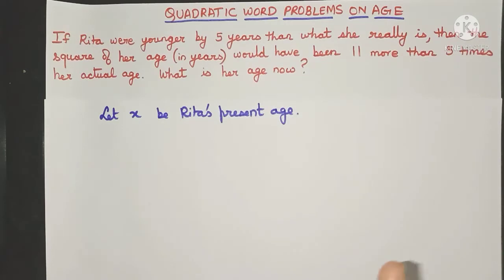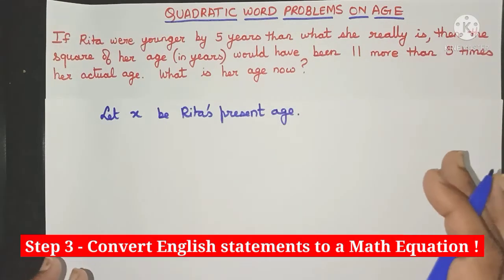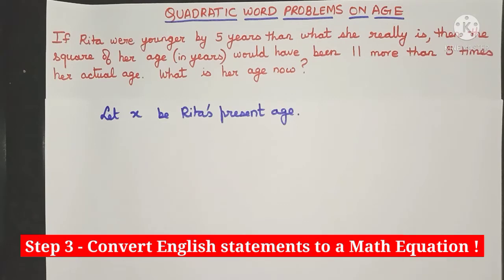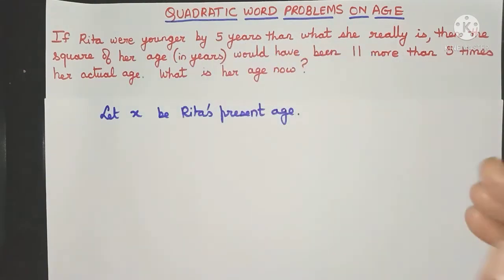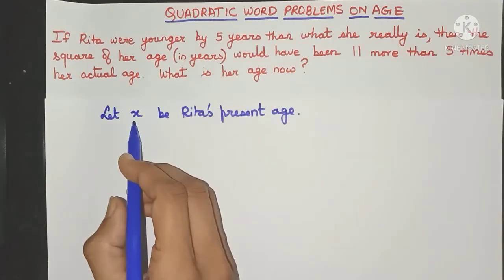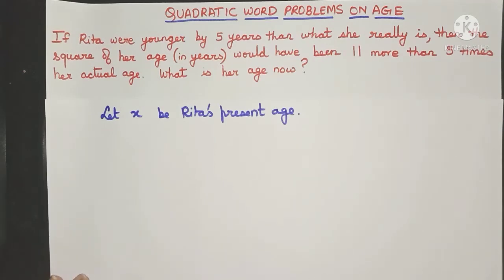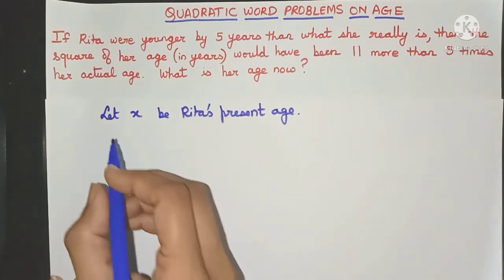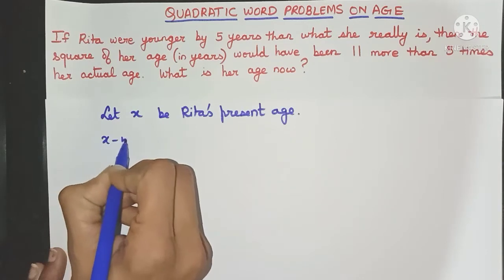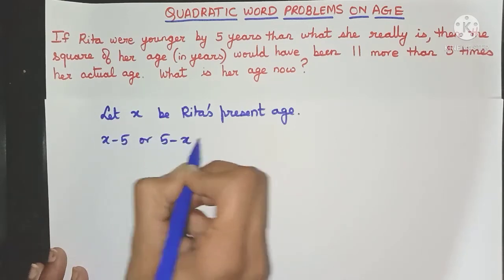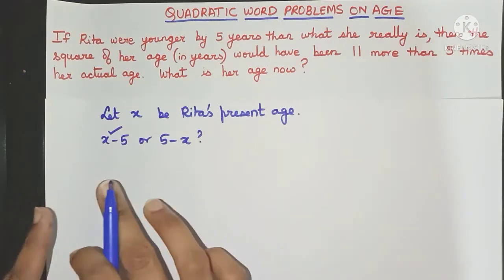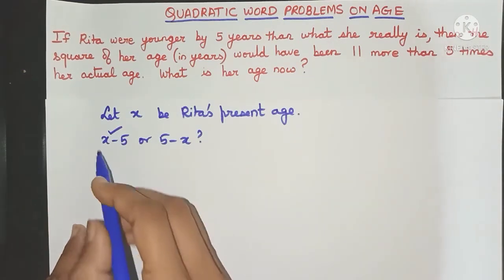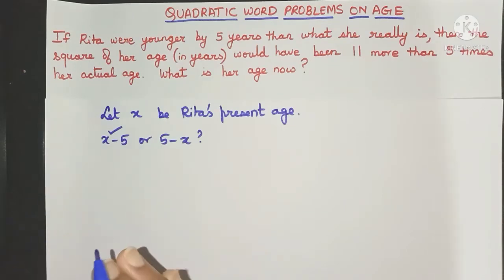Now the next step is to convert these English sentences into a maths equation. So shall we do that? Now if Rita were younger by 5 years than what she really is, so what is her age really now? It is x years. So she is 5 years younger than what she really is. That means, should it be x minus 5 or 5 minus x, friends? Can you guess? Yes, it should be x minus 5 because Rita is 5 years younger than what she really is. So it should be x minus 5.